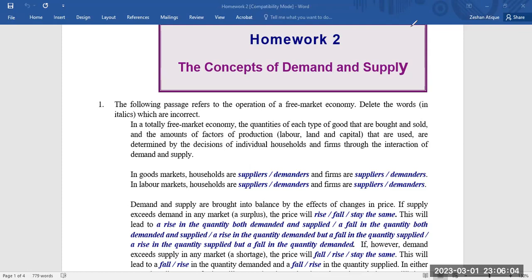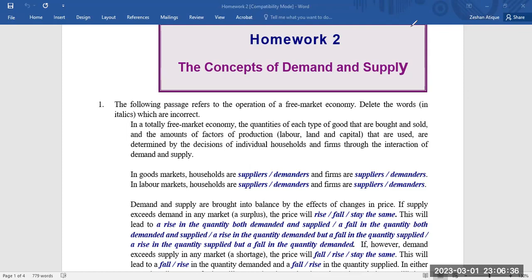Keeping that concept in mind, if you look at these questions, the first question is: the following passage refers to the operation of a free market economy. By free market economy, we mean an economy without the intervention of the government. This is the market where demand and supply forces are the only forces that determine the quantity supplied, quantity demanded, equilibrium, and the price. In this question, you have to delete the words in italics which are incorrect.